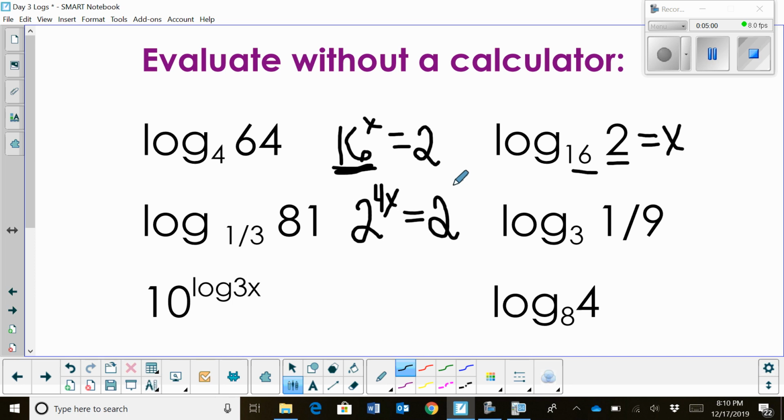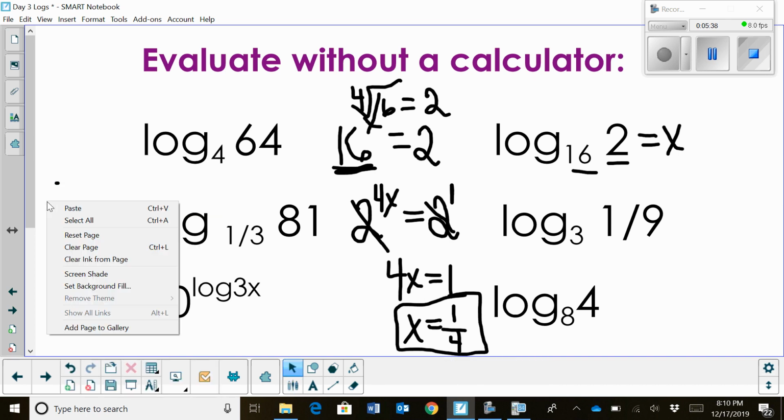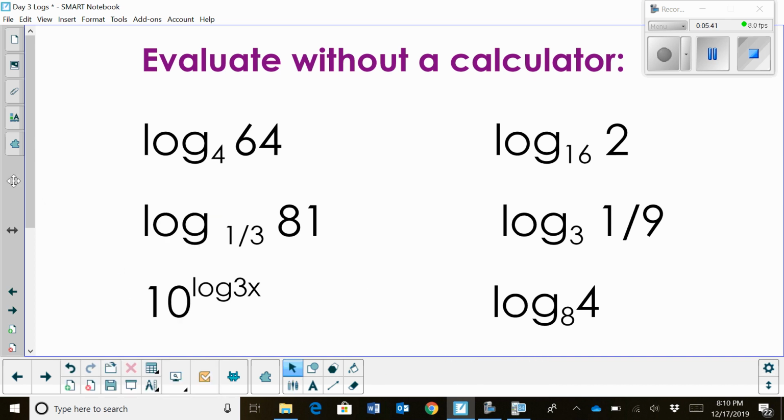Well, on this side, 2 is just to the first power, so I'm going to go ahead and write a 1 there. Once you have like bases, we know the exponents must be equal. So 4x equals 1, and so x must be 1/4. In other words, the fourth root of 16 is 2, and that makes sense because 2 to the fourth power is 16. So the fourth root of 16 equals 2. Anytime you have a root like that, you're actually getting smaller, therefore it's going to be a root.